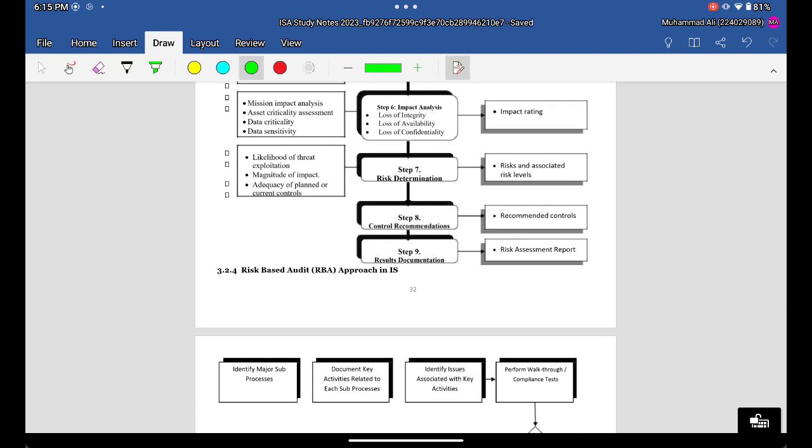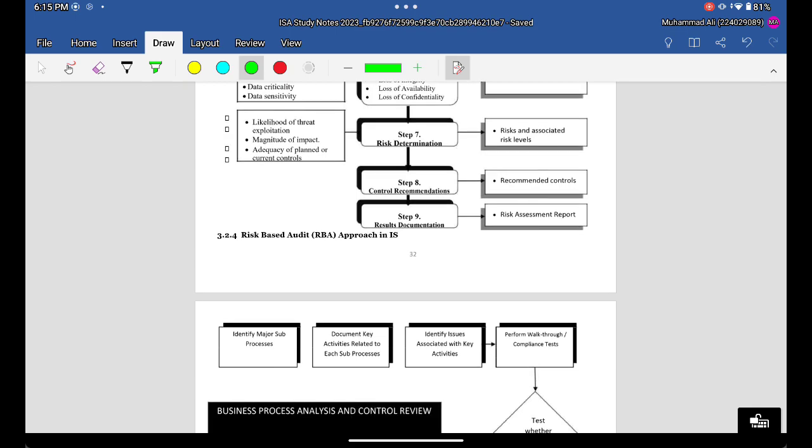Impact analysis. Impact analysis deals with these four: mission statement, criticality assessment, data criticality, data sensitivity. Impact rating is looking at the total impact that having all this has in the business, right? It can have a negative impact because you can lose integrity, lose availability, lose confidentiality if this information gets leaked. Risk determination determines the risks that the business has with the associated risk level, right? So if the business has a certain risk level of 0.9, you look at all the risks.